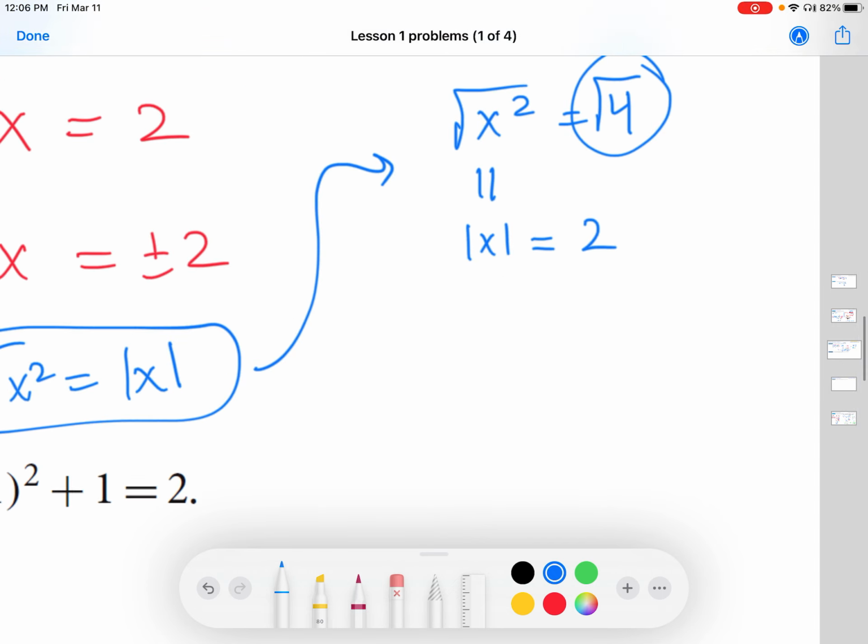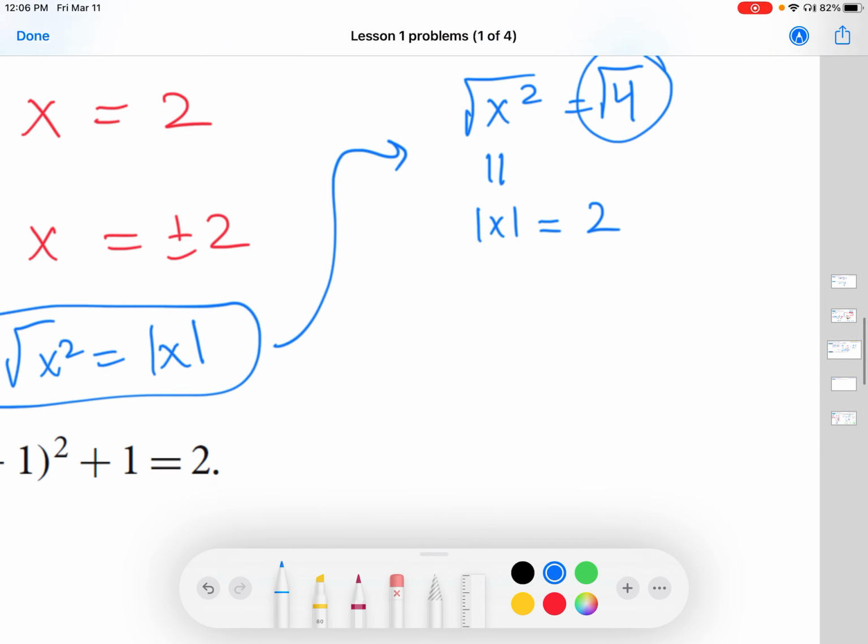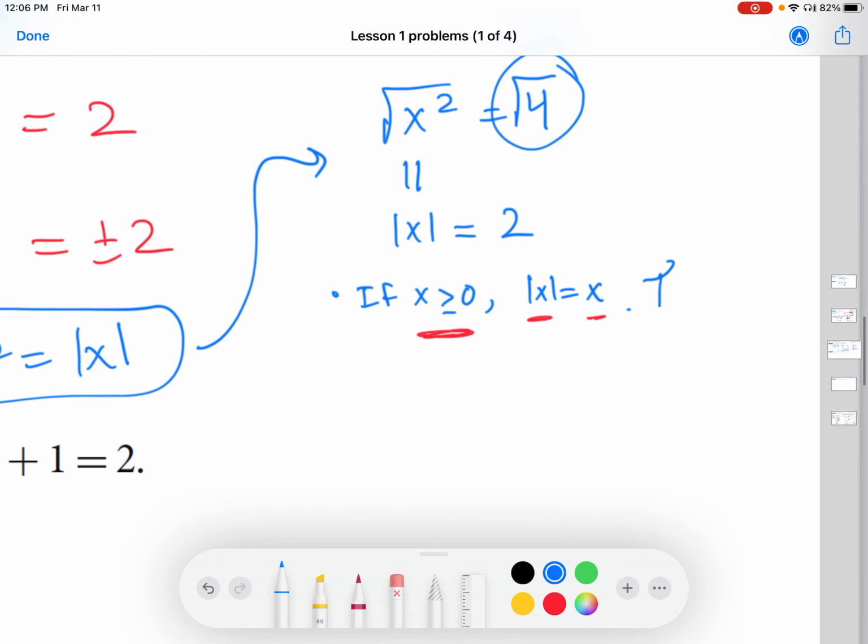Right? Not plus or minus 2. Okay, and then from here, we now have two equations. So we say if x is positive, or at least non-negative, then the absolute value of x equals x. Remember what the absolute value does. It gets rid of the negative sign, right? If there's no negative sign because x has no negative in it, then the absolute value of x is just x, right? So I would say the absolute value of x equals 2 becomes just x equals 2.